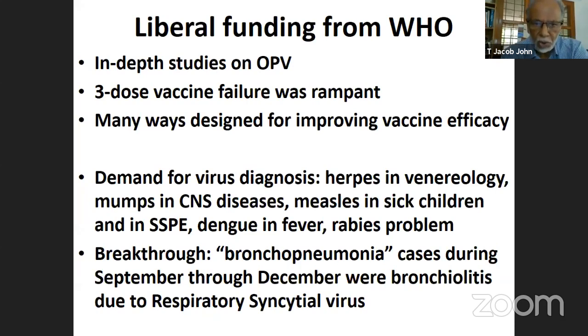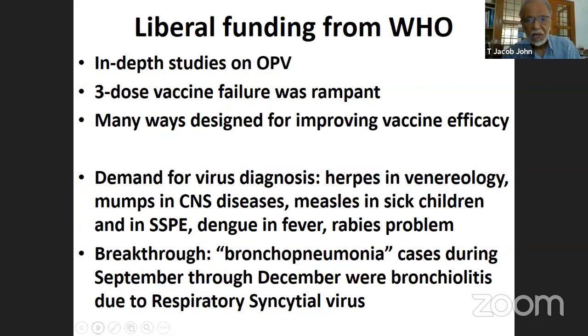Demand for virus diagnosis was high. Herpes virus in venereology, that is sexually transmitted diseases. Many problems in central nervous system diseases, and we found encephalitis caused by mumps virus, etc. Measles in sick children, and so much so we introduced measles vaccine in India. At a time when measles vaccine was not even licensed in India, we had to have special permission to import measles vaccine for children. Subacute sclerosing panencephalitis caused by measles, dengue and fever, rabies problem, lots and lots of problems were being solved.